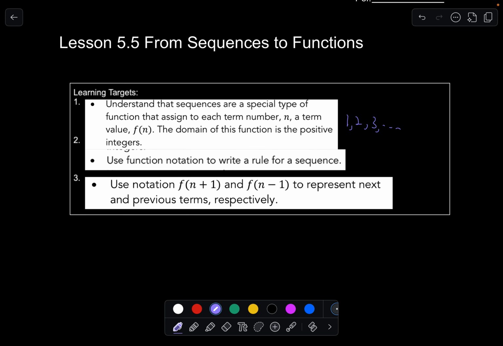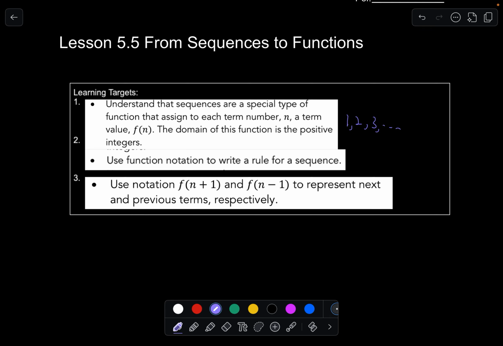Another learning target is we're going to learn to use function notation to write a rule for the sequence. This is going to be rather straightforward, but the notation is going to look confusing, and I don't want you to be confused about it. All right, because here's the notation. We're going to use notation f of n plus 1 and f of n minus 1 to represent the next and previous terms respectively. That is in reference to n.